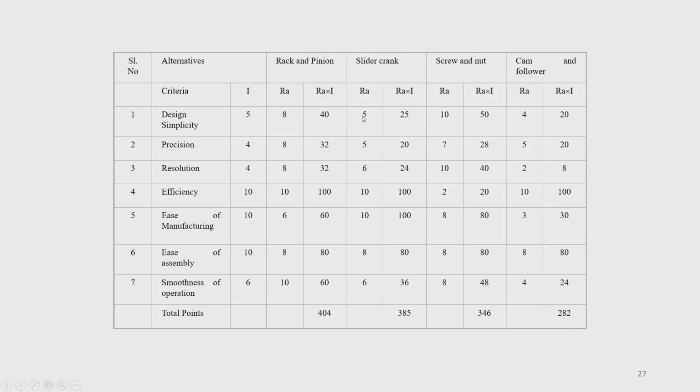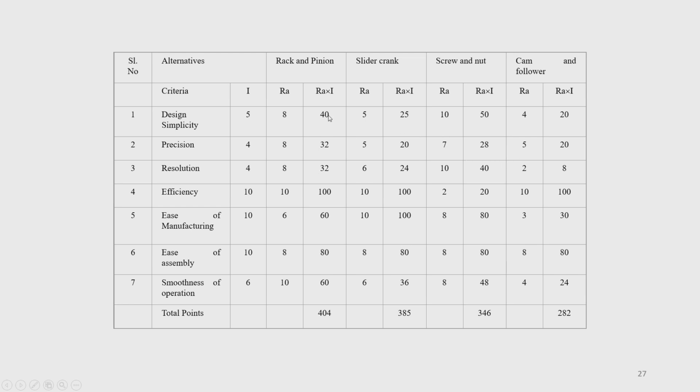So, 4 like that. Then what rating does rack and pinion get on these criteria? Simplicity wise, rack and pinion gets 8. Slider crank is not as simple as rack and pinion, so 5. Screw and nut is very good, easily 10. Cam and follower 4. Like that, precision wise, this is 8, this is 5, this is 7, this is 5.